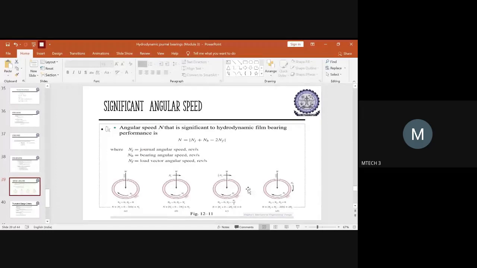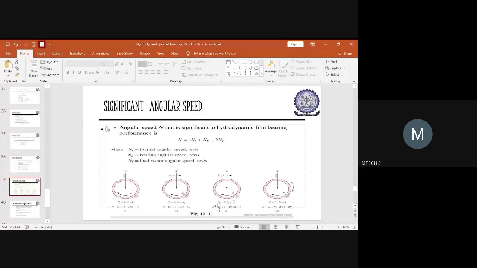Again, here you can see the values given. The angular velocity of the journal is given, and the angular velocity of the load vector is given as half the angular velocity of the journal bearing. So NF will be equal to Nj by 2. The load vector angular speed is now represented in terms of the journal bearing angular speed. Here NF will be equal to 1 by 2 into Nj, so in place of NF, we can write N suffix J by 2.